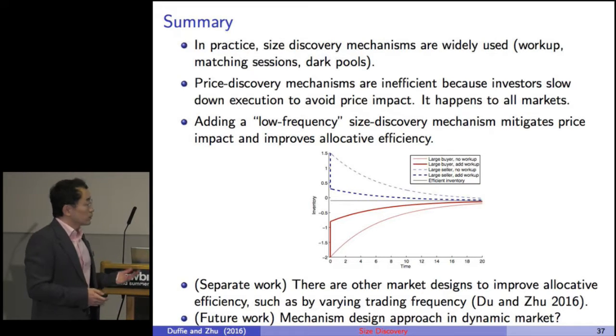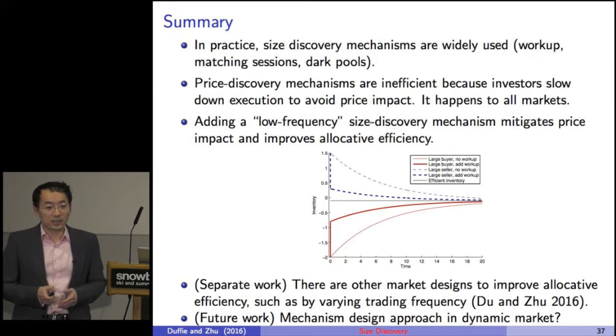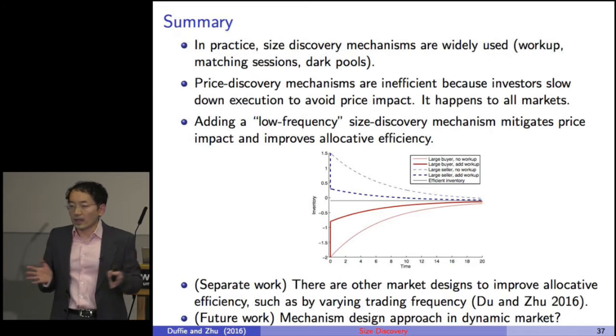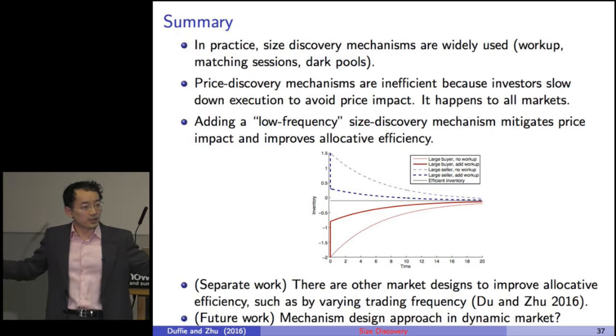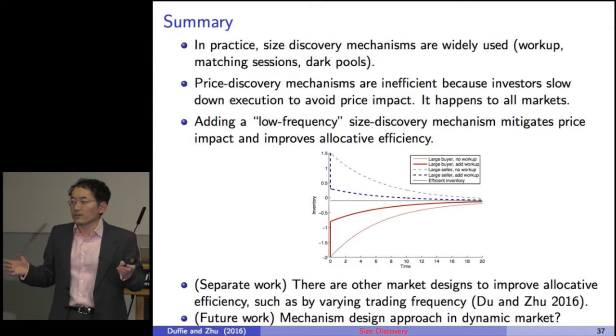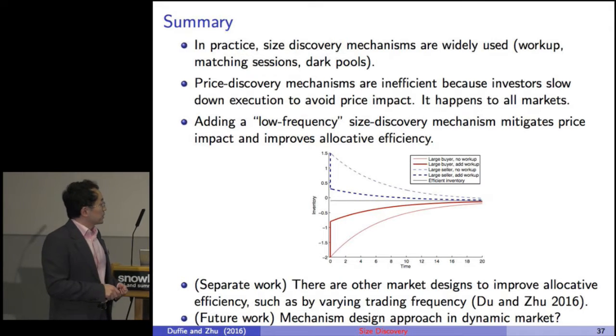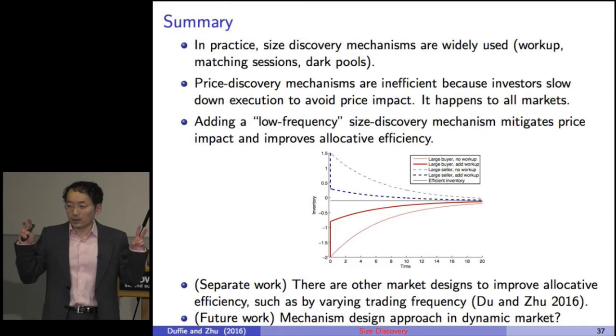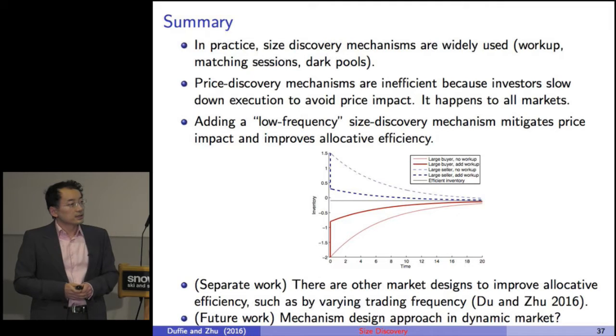Of course, there are different ways of dealing with this by mitigating strategic avoidance of price impact. One example is by varying how frequently we hold these types of auctions, right? Varying the speed of the market. That is a separate paper I did with Stu. And the ultimate question of can we achieve the efficient allocation, the ultimate best allocation? That's a very difficult question, and we're going to leave that for future research. Okay, thank you.